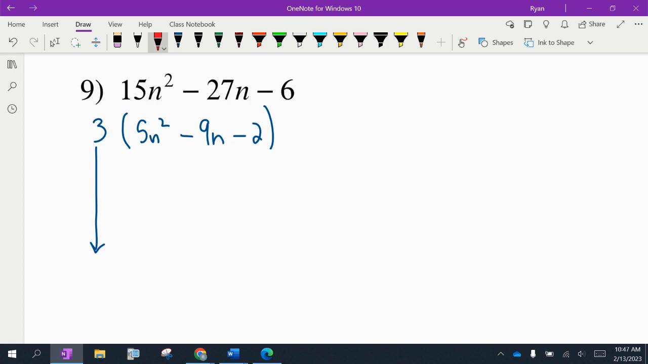I'm going to try the split middle term. 5 times negative 2 is negative 10. The only things that multiply to 10 are 1 and 10, 2 and 5. These are supposed to multiply to a negative 10, so one number is negative. They're supposed to add to a negative 9. This is our combination with a 10 being negative. So we split the middle term. We have a positive 1n, a negative 10n. Bring the 5n squared down, bring down the negative 2.